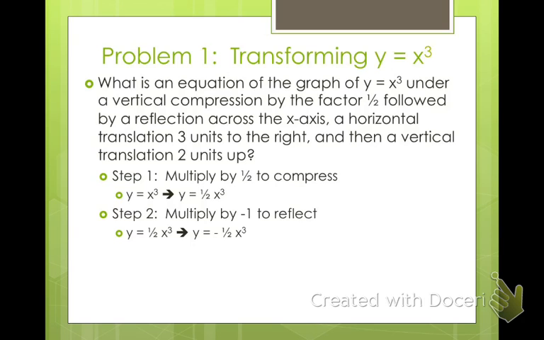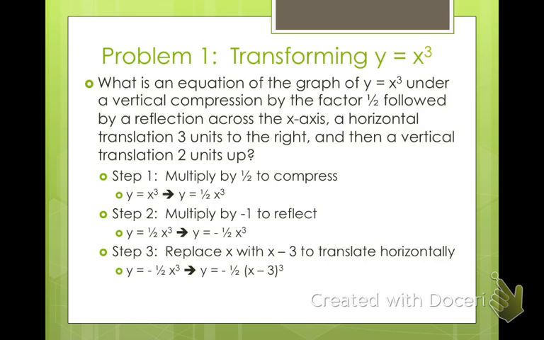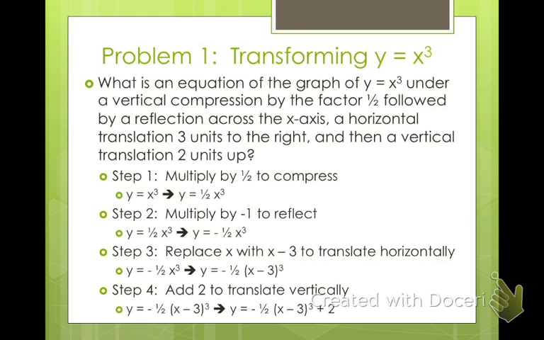And then we want a horizontal translation 3 units to the right. So we want to move it right, so we need to do the opposite, and we need to do x minus 3. And then translation up 2 units, we add the 2 on to the end. So there you go. y equals -1/2 (x minus 3) cubed plus 2 is all of those things. So all the same rules apply to cubed powers as they did to square powers.